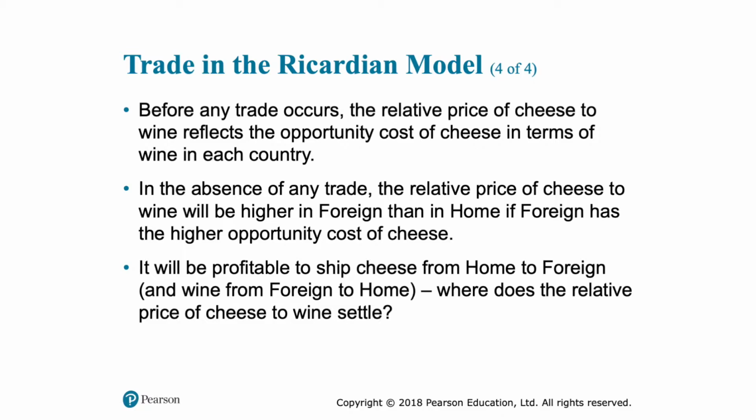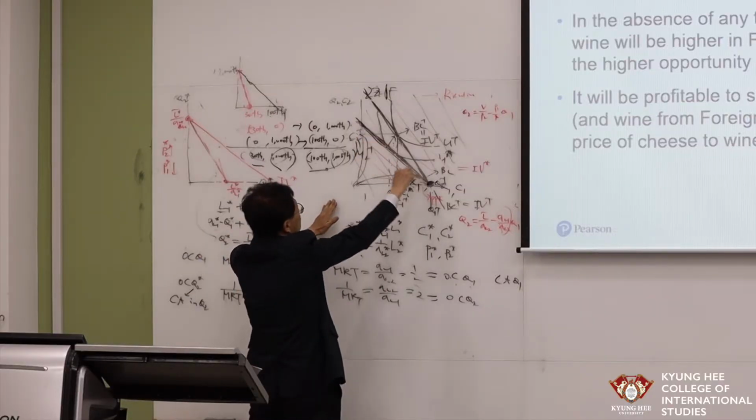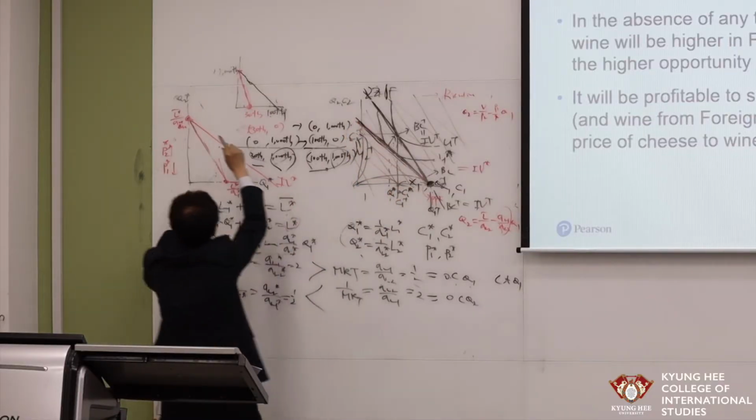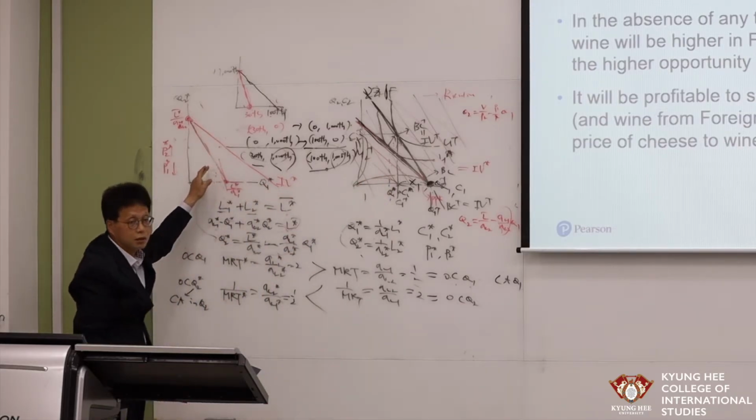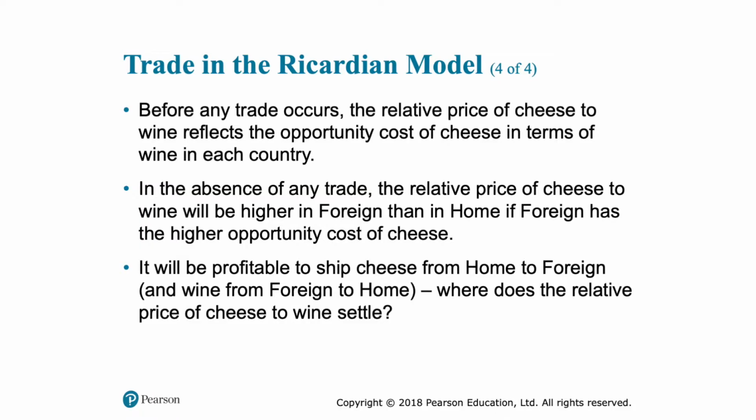Before any trade occurs, the relative price of Q1 to Q2 reflects the opportunity cost of Q1 in terms of Q2 in each country. In the absence of any trade, in other words, in the autarky situation, the relative price of cheese to wine, P1/P2, will be higher in foreign than in home, if foreign has a high opportunity cost of Q1 production, right? So now think about the autarky situation, production possibility frontier in home, in foreign, right? Low MRT in home, higher MRT in foreign, right?